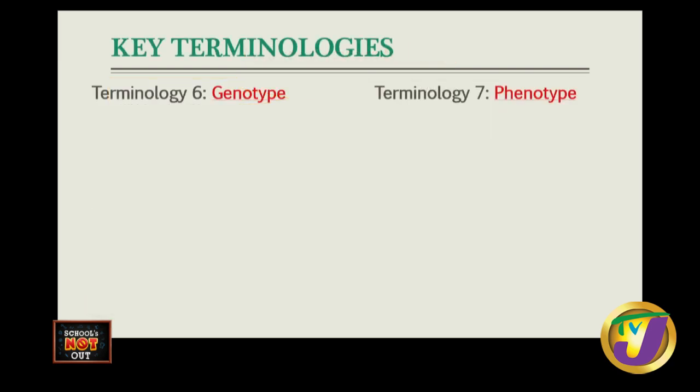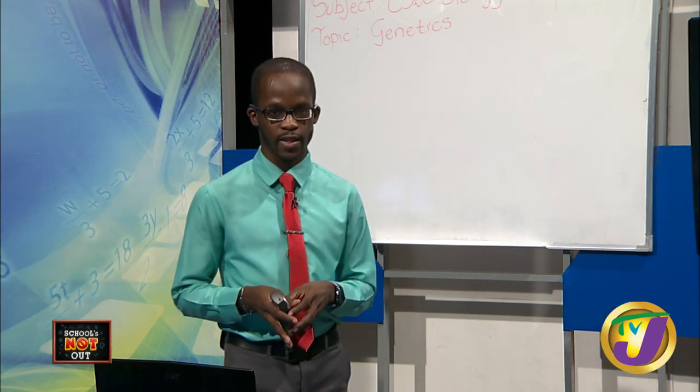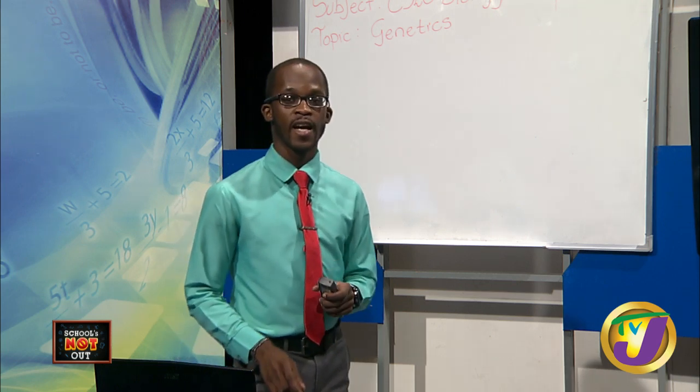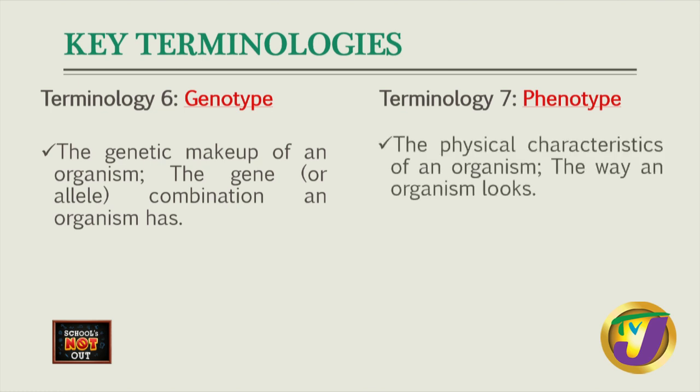Now we're going to move on to our next two definitions. So terminology 6 is genotype and terminology 7 is phenotype. What is genotype? What is phenotype? Genotype is the genetic makeup of the offspring. It is the alleles as they would express in their different combination within the organism. For phenotype, this is the physical characteristics. So your genotype, again, G for genes, phenotype, P for physical characteristics.